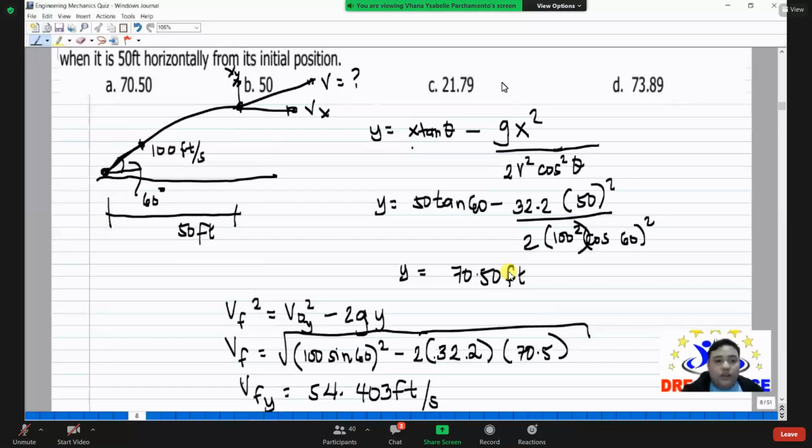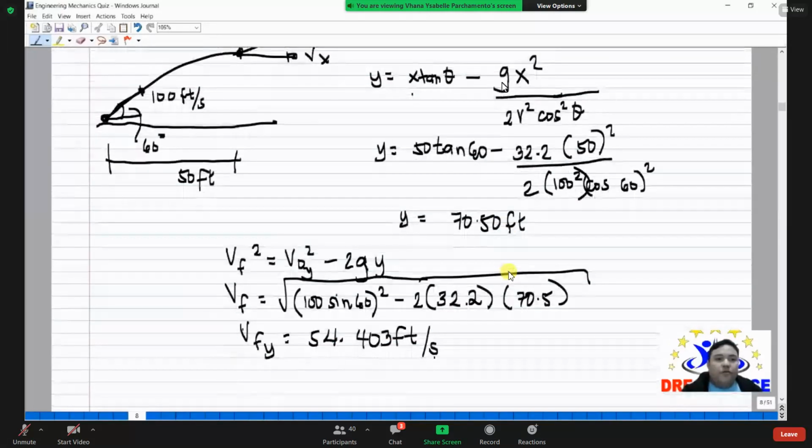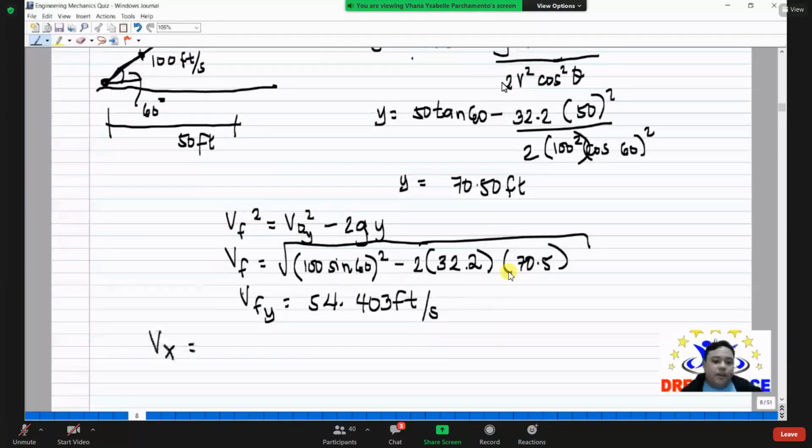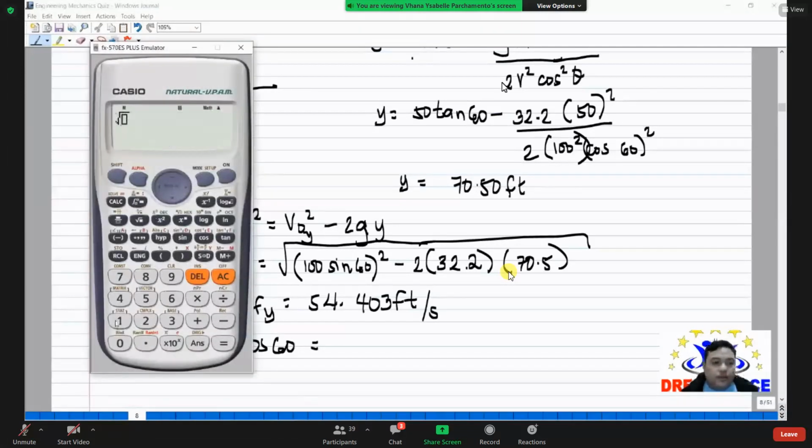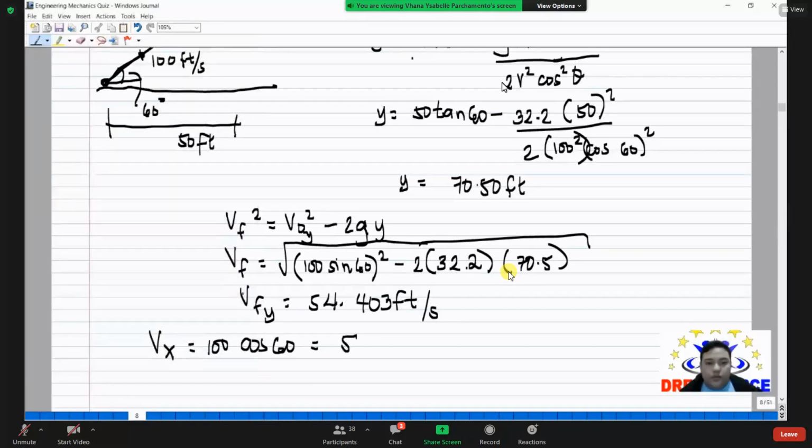So, hanapin natin ngayon yung Vx. So, Vx is 100 cosine of 60. So, hindi siya nagbabago from the start until the end. So, yan po yung Vx natin. So that is 100 cosine 60. So 50. So therefore, V now is equal to the square root of Vx squared plus Vy squared.